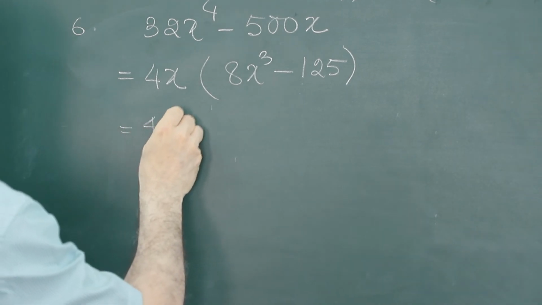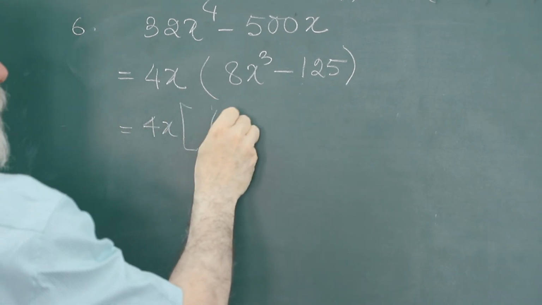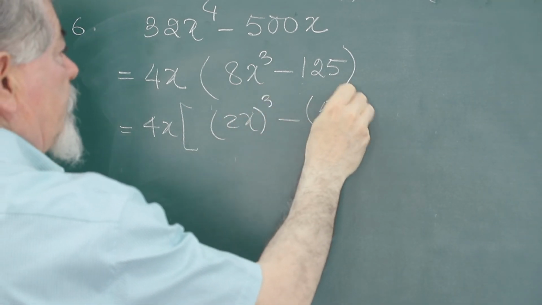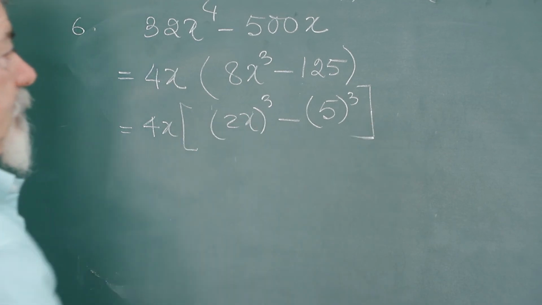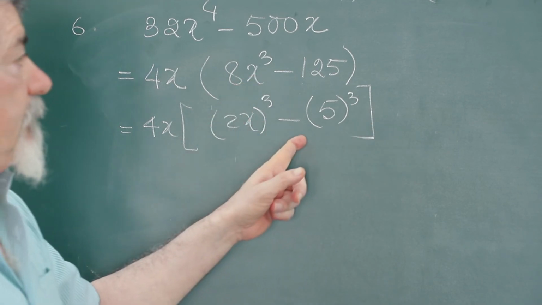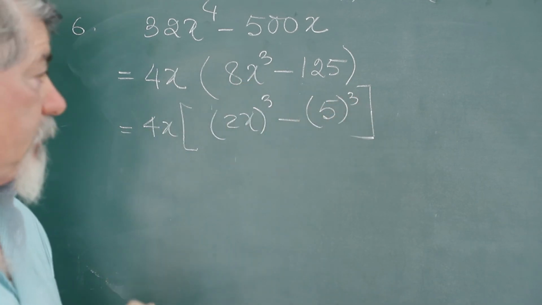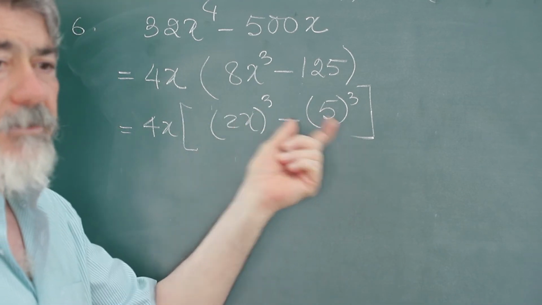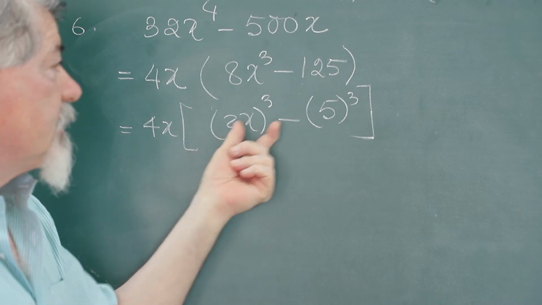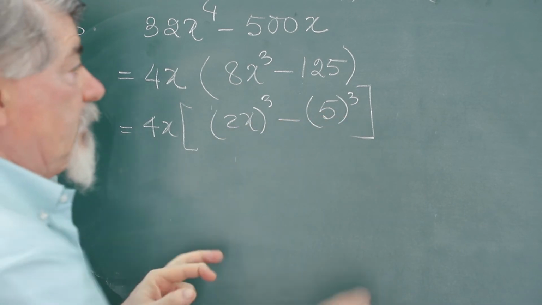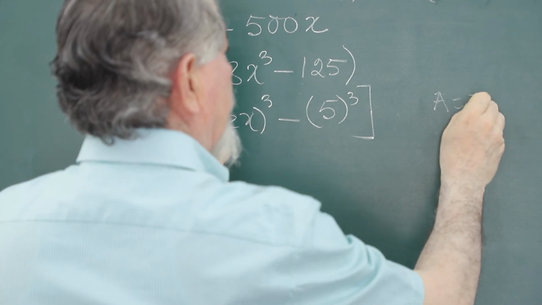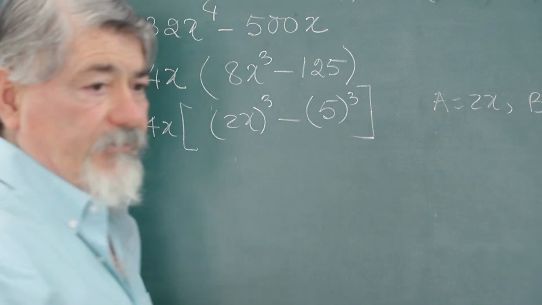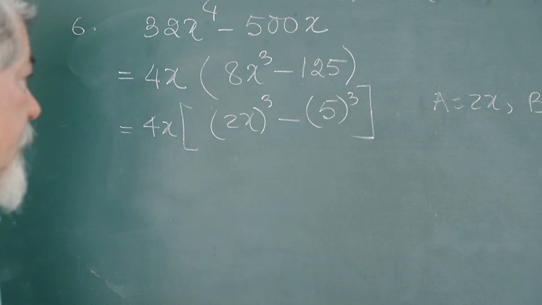It will be 4x. I can write it as 2x to the power 3 minus 5 to the power 3. Now it is a difference of cubes, a cube minus b cube, where a is 2x and b is 5. You can write this here, as I told you, a is equal to 2x and b is equal to 5, because if you have a confusion, you can sort it out, simple as that.